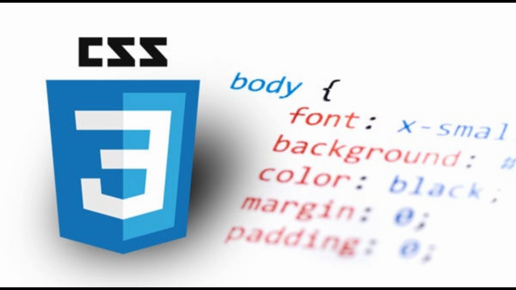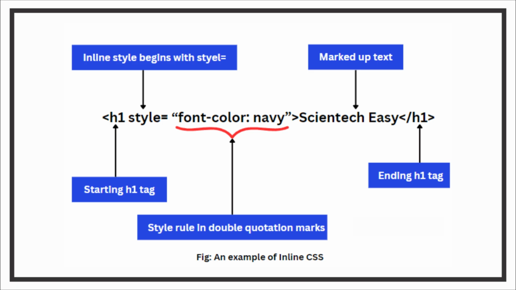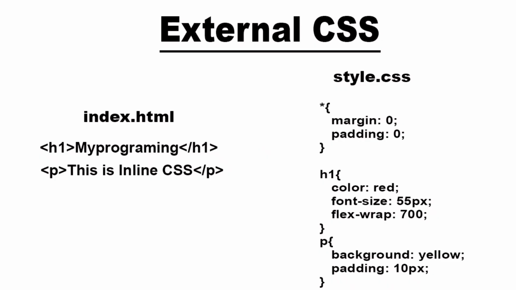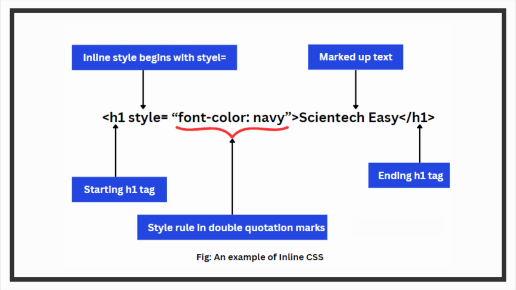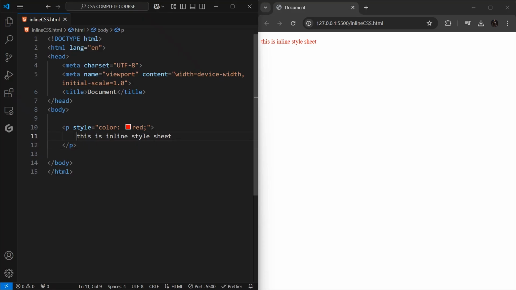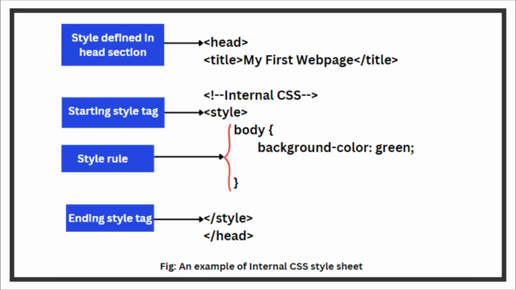Where do we actually put our CSS code? There are three main ways: inline styles, internal style sheets, and external style sheets. Inline styles are applied directly to individual HTML elements using the style attribute. For example, <p style="color: red;">This is a red paragraph</p>. While this is quick for small, one-off changes, it's generally not recommended for larger projects because it makes your code difficult to maintain.